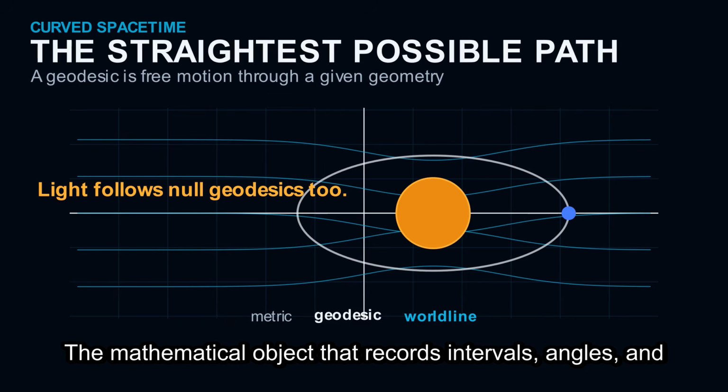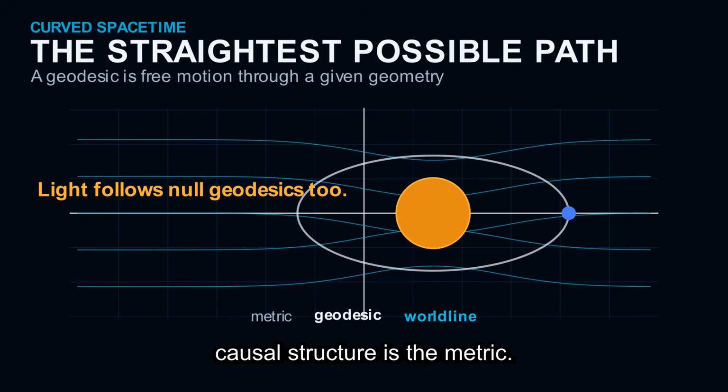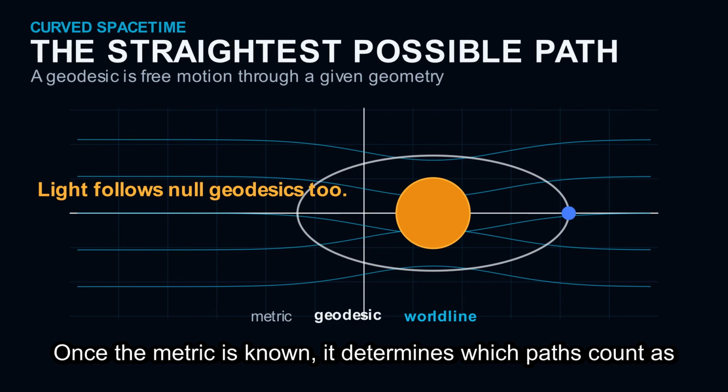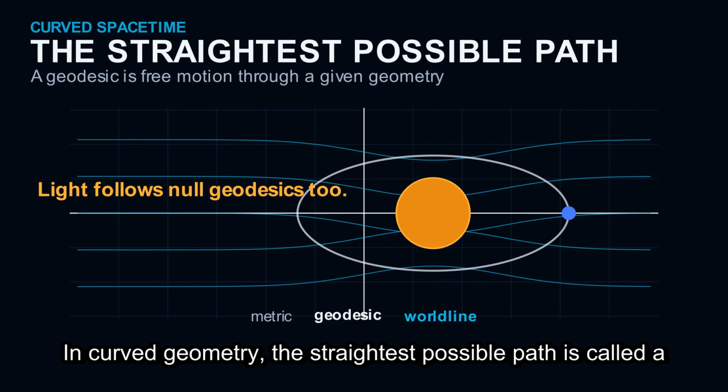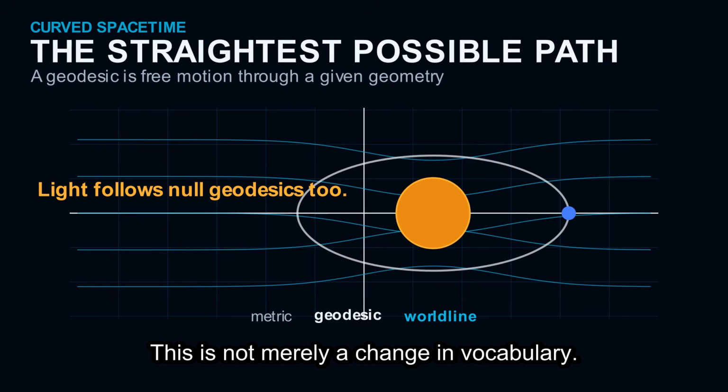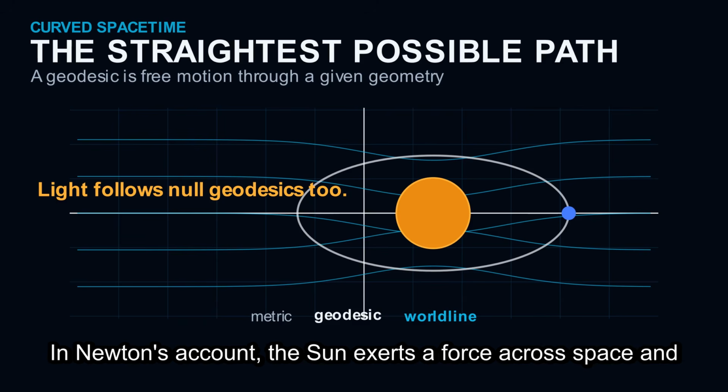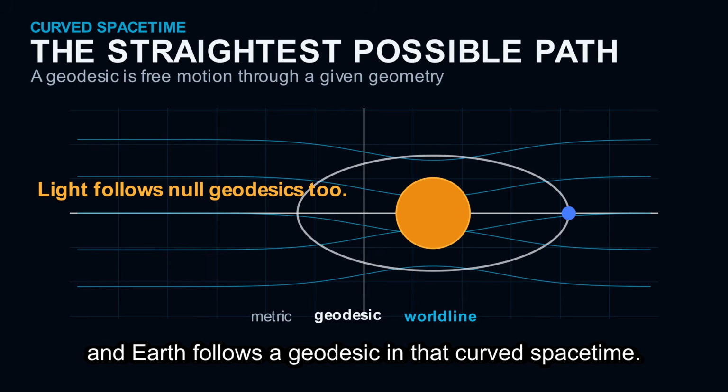The mathematical object that records intervals, angles, and causal structure is the metric. Once the metric is known, it determines which paths count as straight. In curved geometry, the straightest possible path is called a geodesic. This is not merely a change in vocabulary. In Newton's account, the Sun exerts a force across space and bends Earth's motion. In Einstein's account, the Sun changes the geometry around it, and Earth follows a geodesic in that curved space-time.